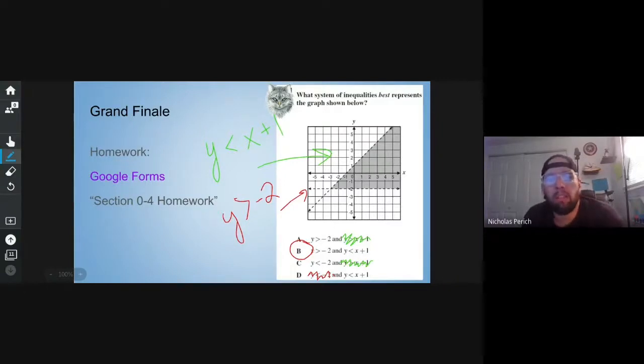All right, so that's the end of section 4, chapter 0. Lots and lots of systems of inequalities and equations. That's that.